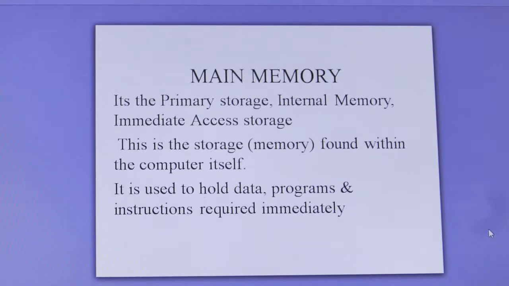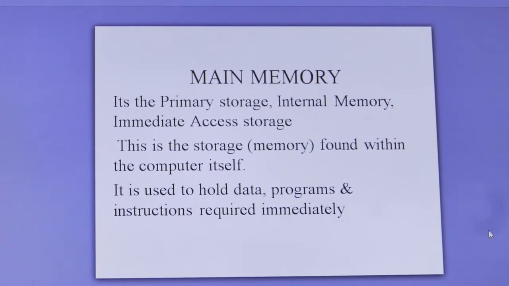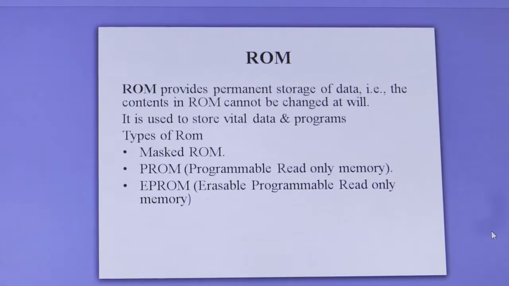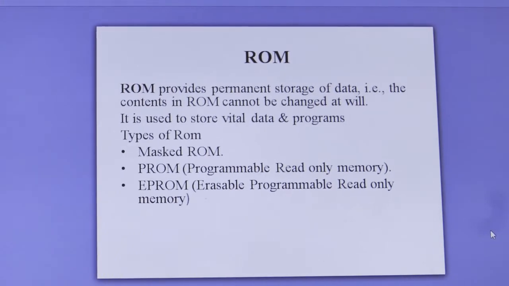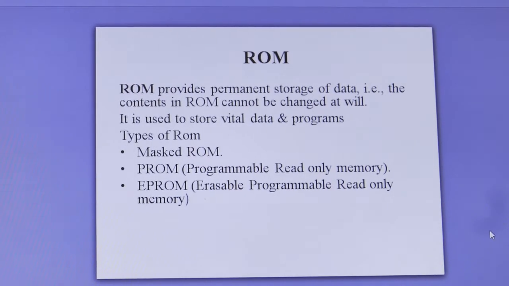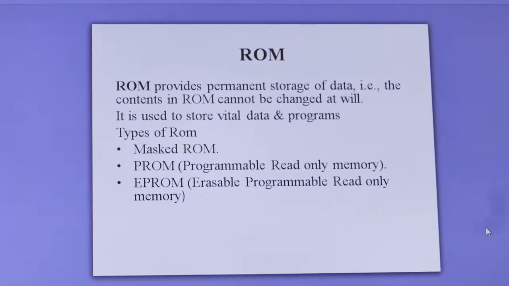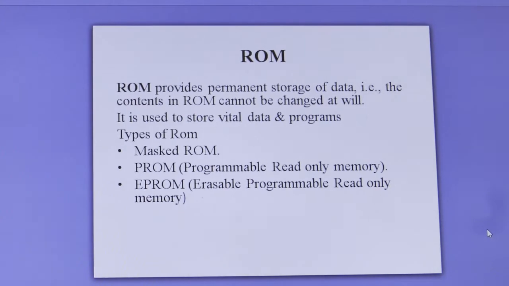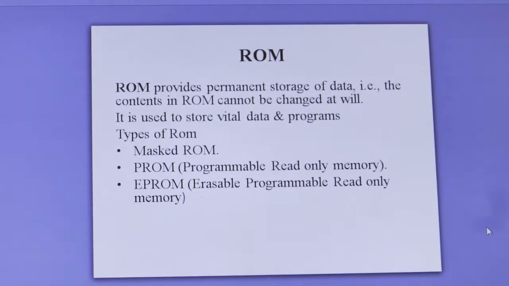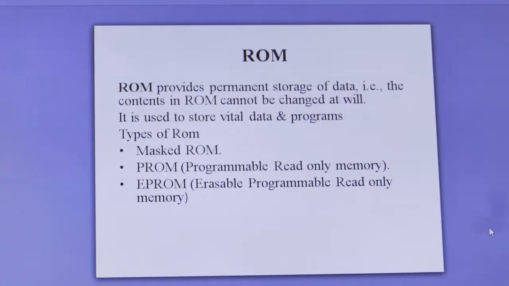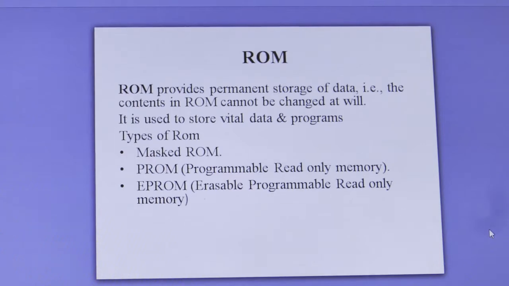Under the main memory, we have two types: ROM and RAM. The ROM provides a permanent storage of data. Its content cannot be changed at will, and it is used to store vital data which does not need to be changed immediately.